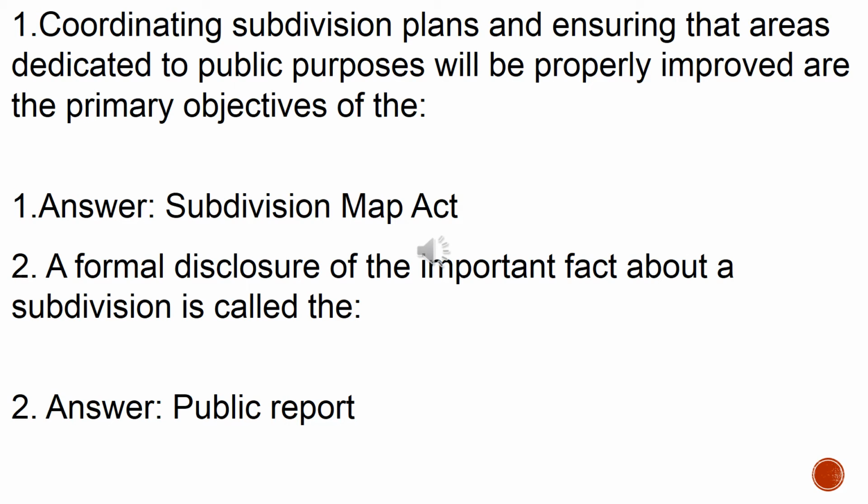Question number 1. Coordinating subdivision plans and ensuring that areas dedicated to public purposes will be properly improved are the primary objectives of the answer: Subdivision Map Act. Question number 2. A formal disclosure of the important fact about a subdivision is called a answer: public report.